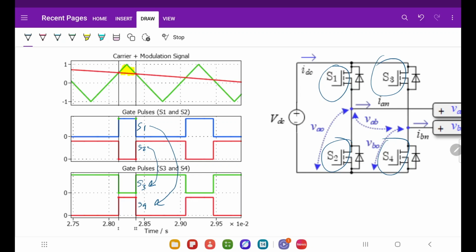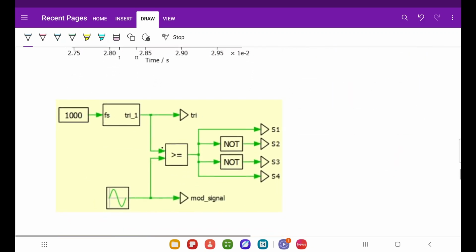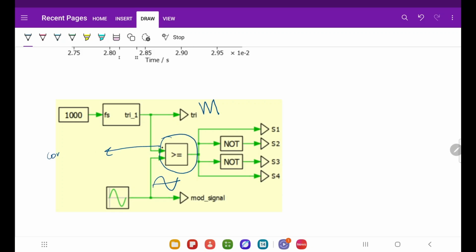So if I have to actually show you the generation of this PWM, in block diagram sense, how it will look is this way. This is my triangle, which is this kind of waveform. This is the modulation signal, which is like this. Now this is a comparison block.